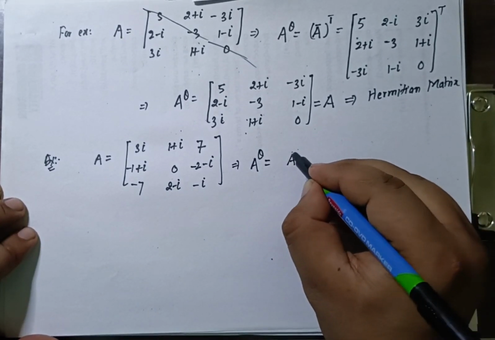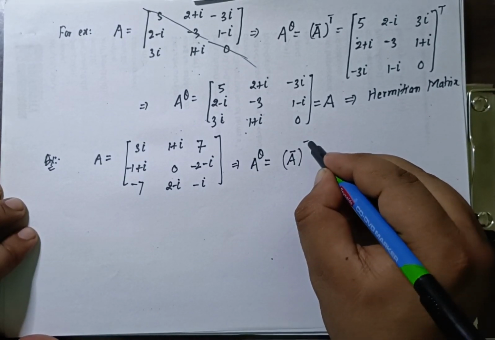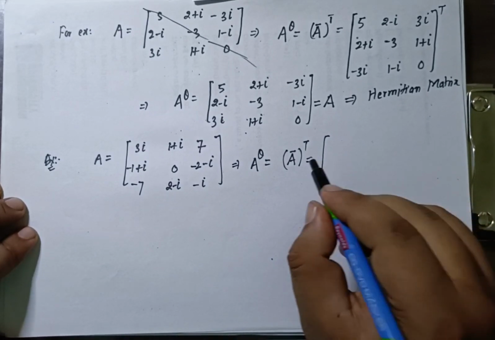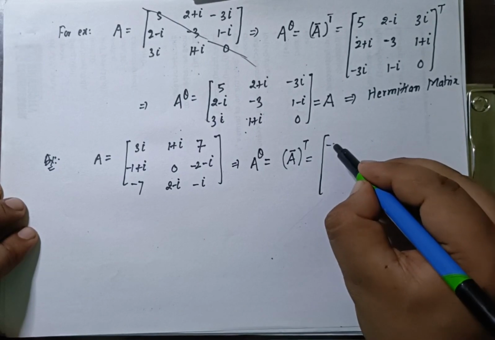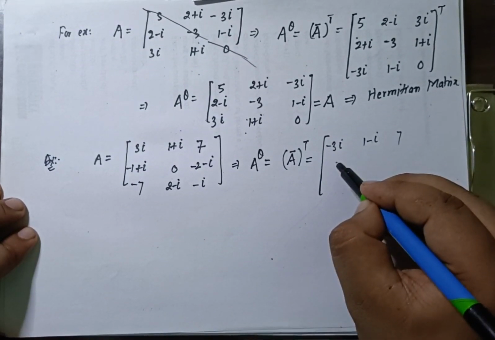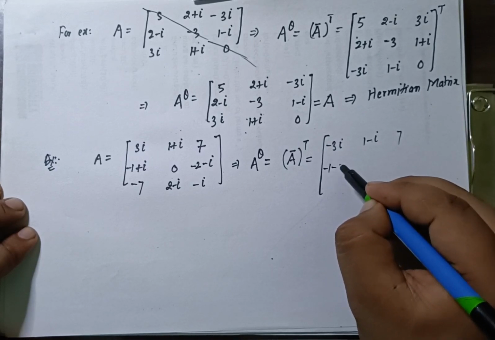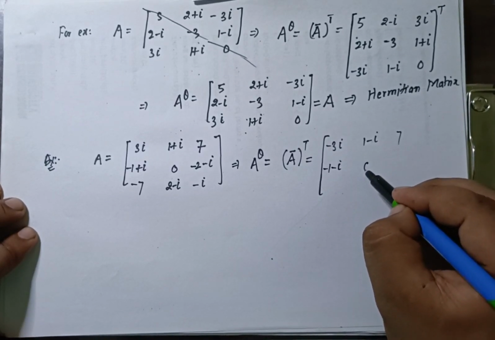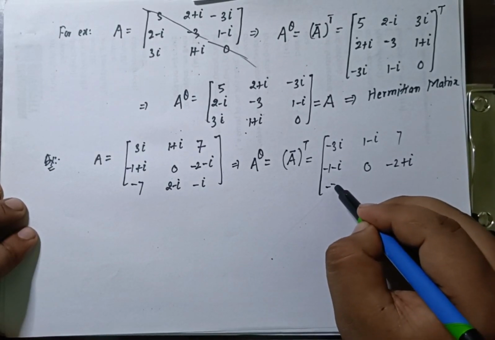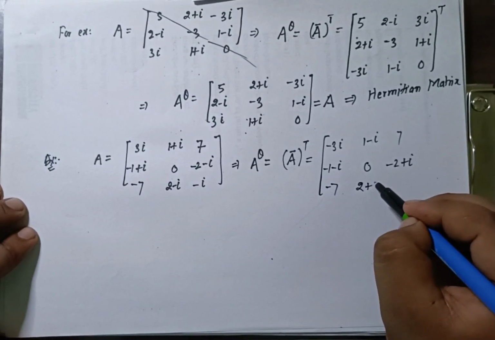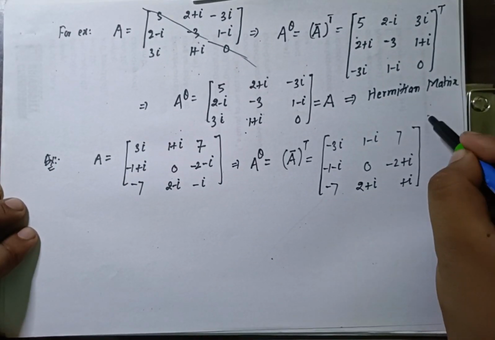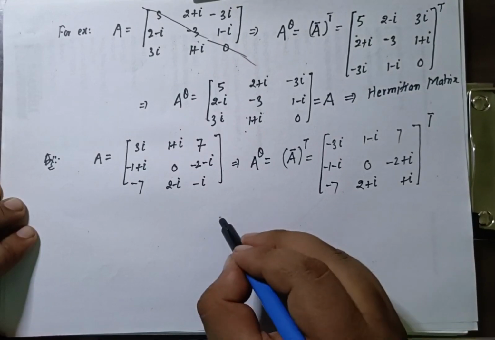So that is transpose conjugate, or conjugate transpose, both are the same thing. First we take the conjugate of it. So it will be minus 3 iota, 1 minus iota, 7, and minus 1 minus iota, 0, minus 2 plus iota, then minus 7, and then 2 plus iota, and then plus iota. It is the conjugate of the given matrix. Now we can take the transpose of this.